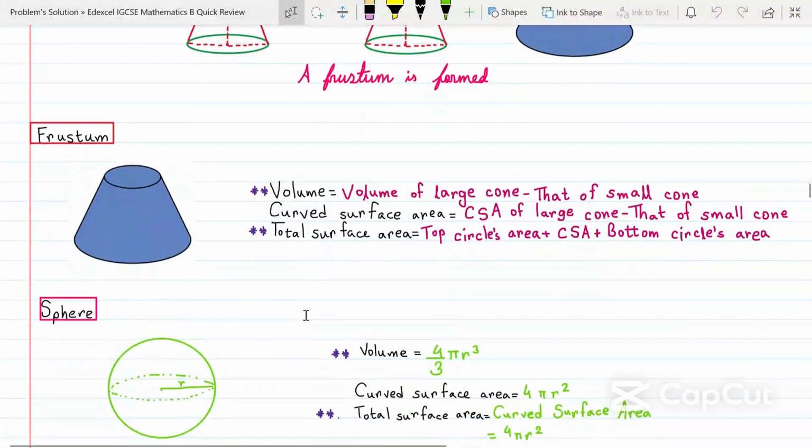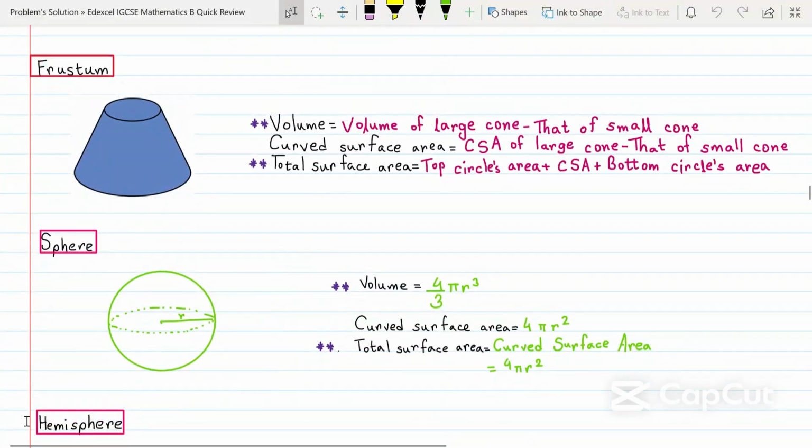You must have seen spherical shapes, like a tennis ball, and many more. This is the sphere. The volume of the sphere equals 4/3 pi r cubed. Then the curved surface area of the sphere equals 4 pi r squared. The total surface area is basically just the curved surface area, therefore 4 pi r squared.